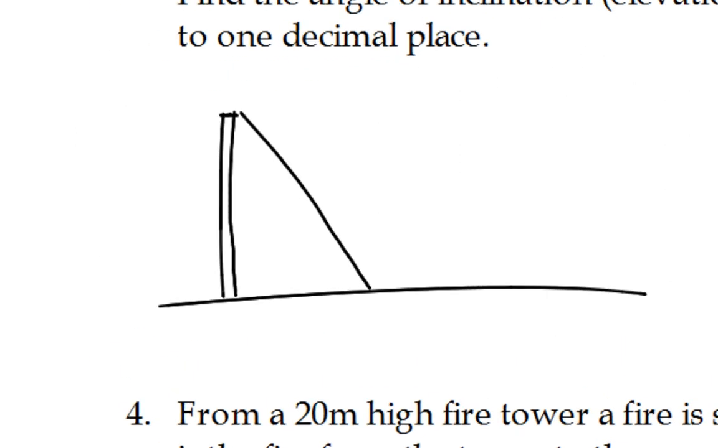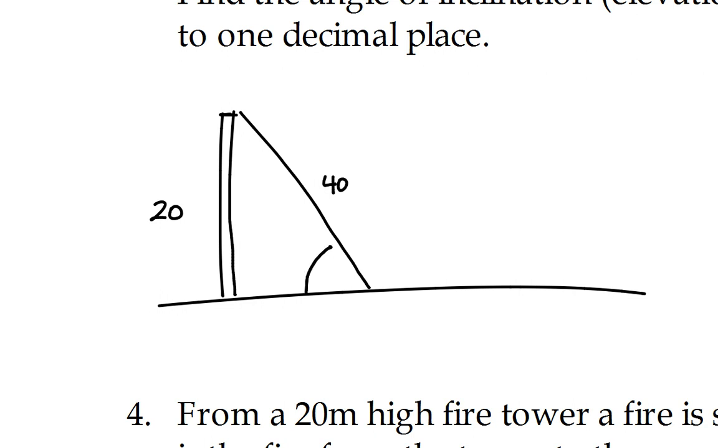What's the length of that tower? 20. What's the length of that wire? 40. What are they asking us to solve for? Pardon me? Angle of inclination, which is another word for angle of elevation. So remember, go up from the horizontal. So everybody knows what we're talking about. Angle of elevation is up from the horizontal.